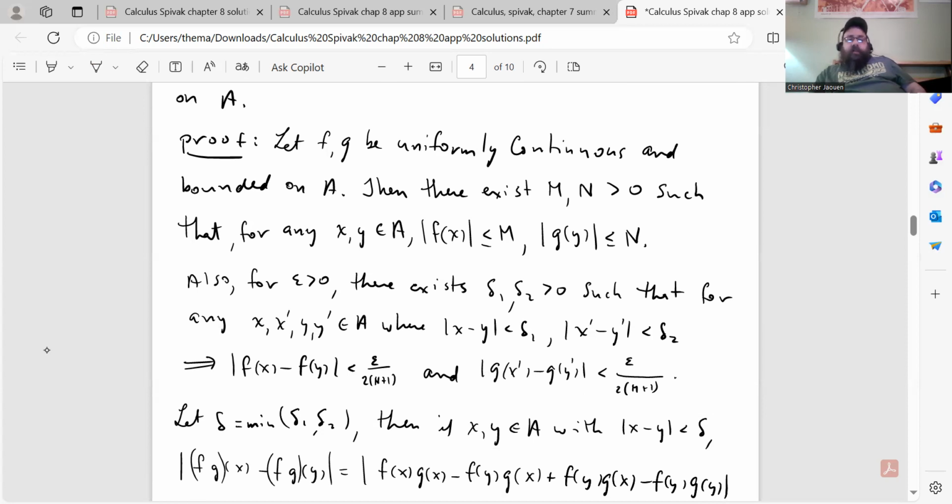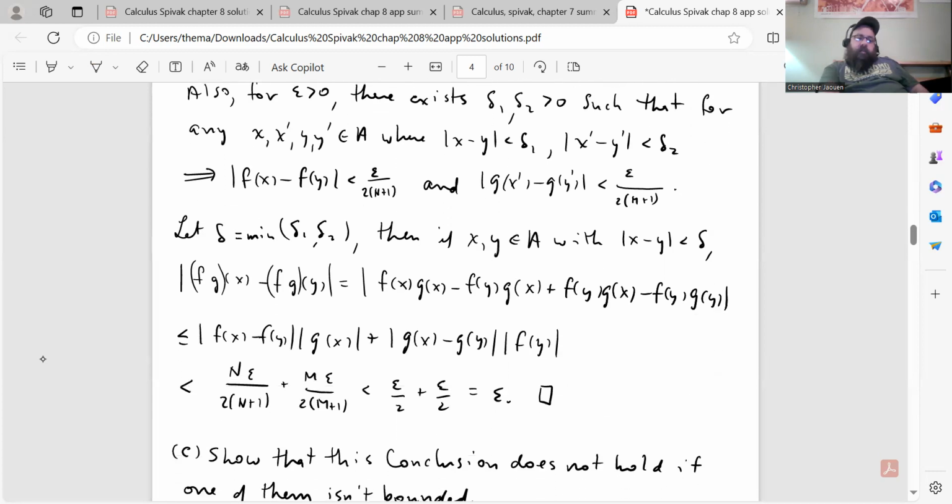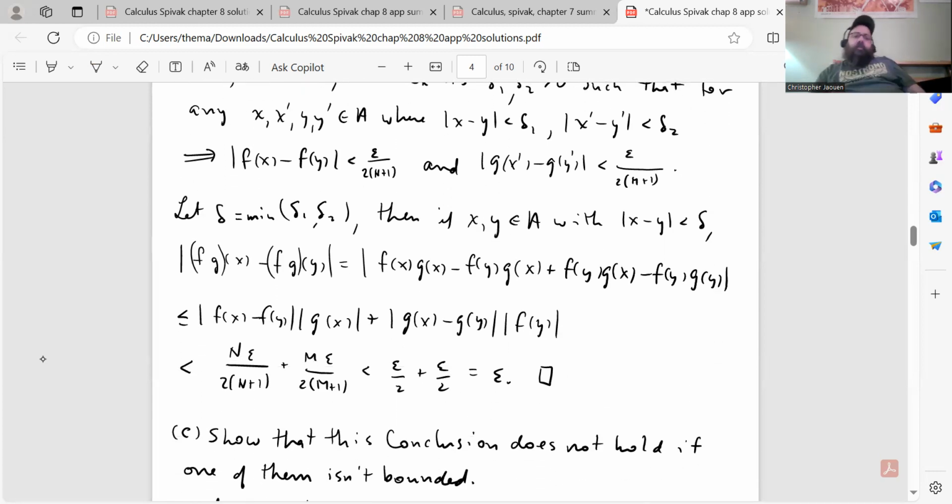Also for epsilon greater than 0, there's delta 1, delta 2 greater than 0, such that for any x, x prime, y, y prime in A, where absolute value x minus y less than delta 1, absolute value x prime minus y prime less than delta 2 implies absolute value f of x minus f of y less than epsilon over 2 times n plus 1, and absolute value g of x prime minus g of y prime less than epsilon over 2 times m plus 1. Choose delta to be the minimum of delta 1, delta 2.